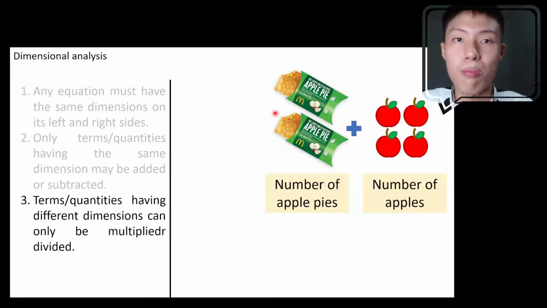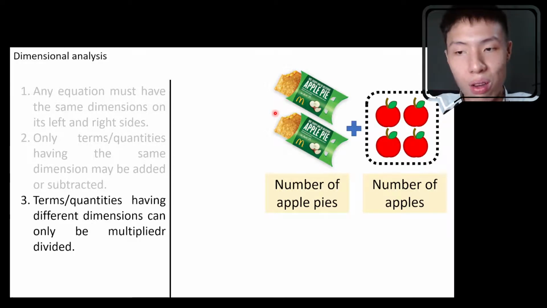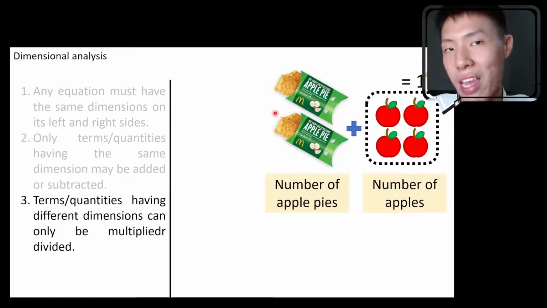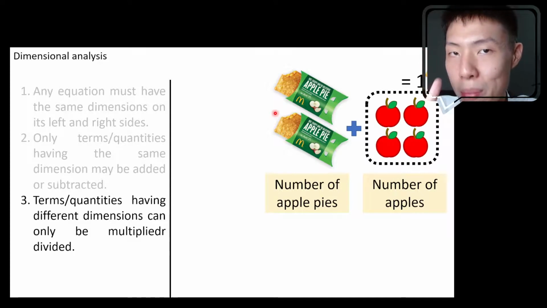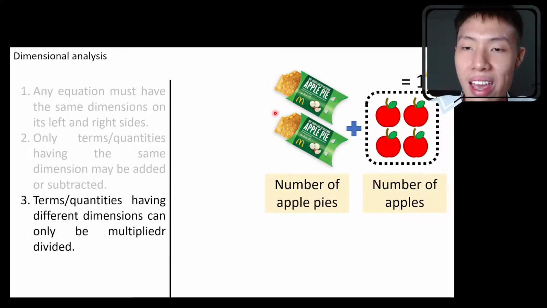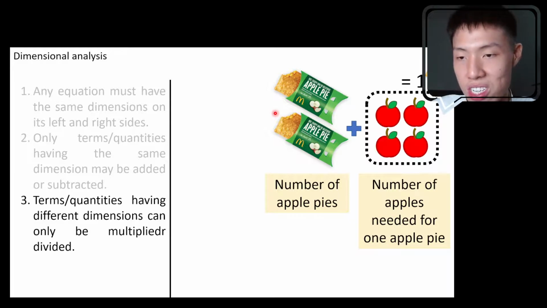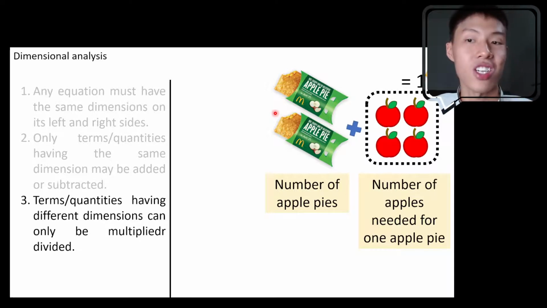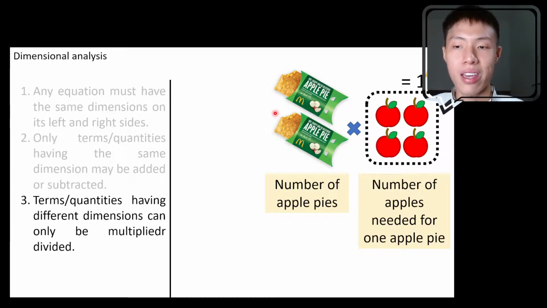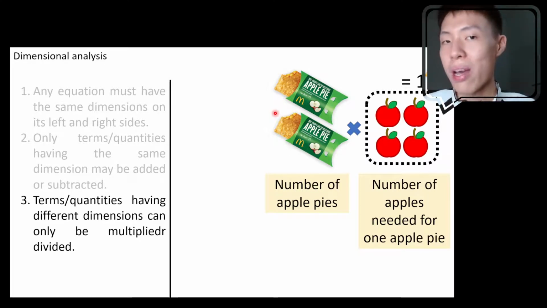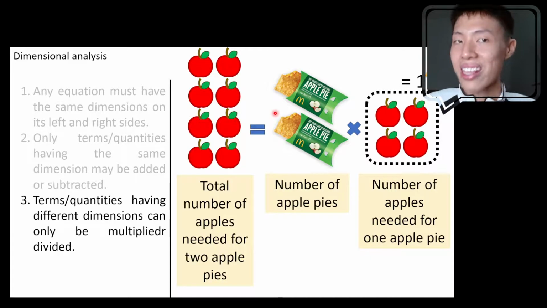So let's try to manipulate the situation a little bit. Now, if we say these 4 apples is the number of apples needed to make one apple pie. So you need 4 apples to form one apple pie. And now you can change this to number of apples needed for one apple pie. Now the situation here, we can change it to a multiplication. So if the number of apples needed for one apple pie is 4 apples, and you're making 2 apple pies, you need 8 apples.